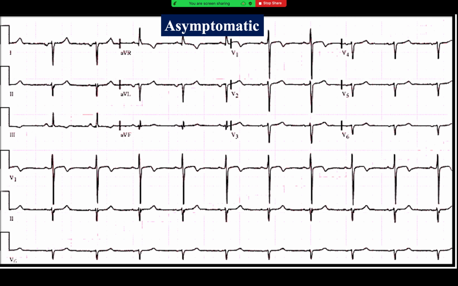So this is an example of levocardia or dextrocardia. So definitely dextrocardia. Okay? That's why I was telling that one can even think of lead reversal, but with situs inversus. Okay?